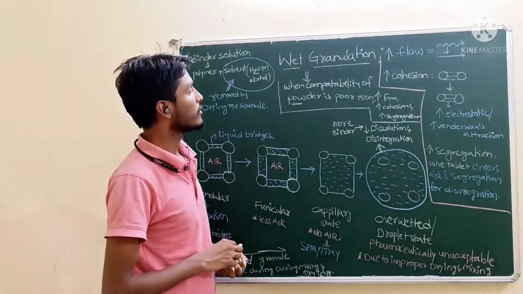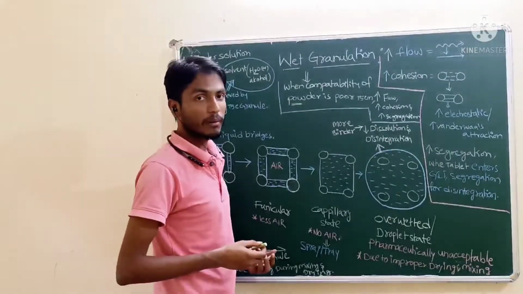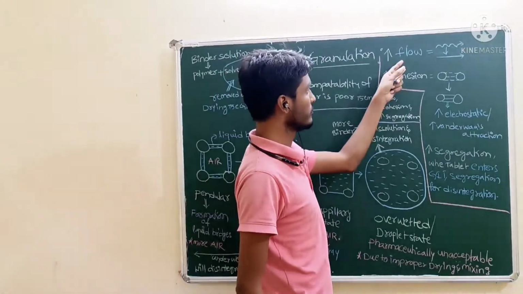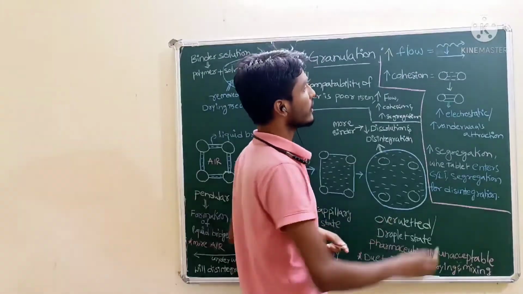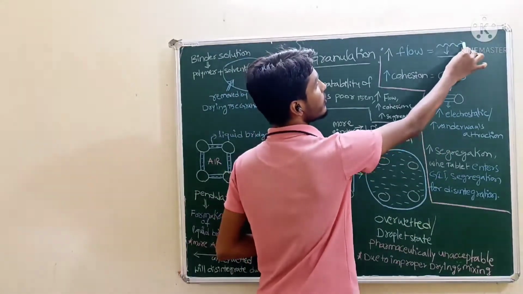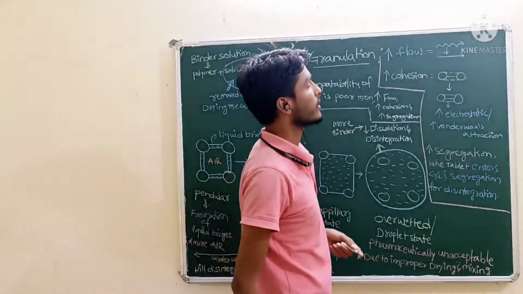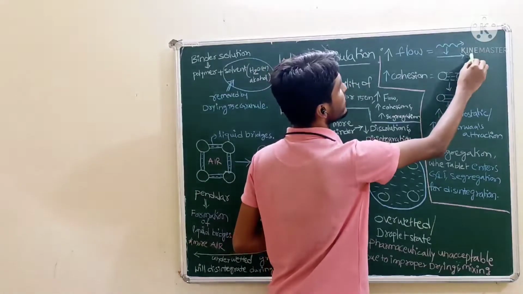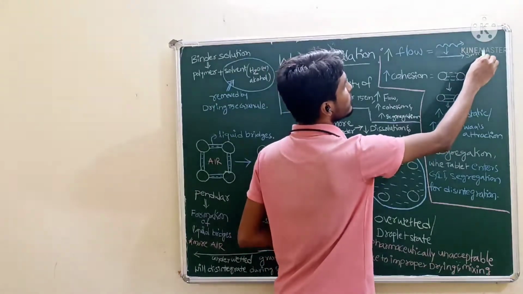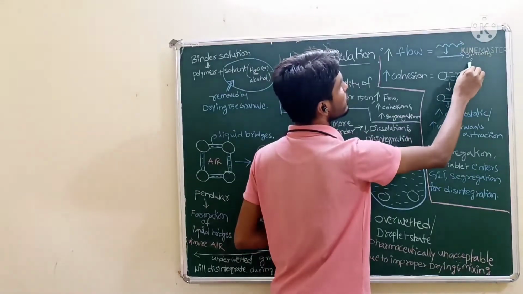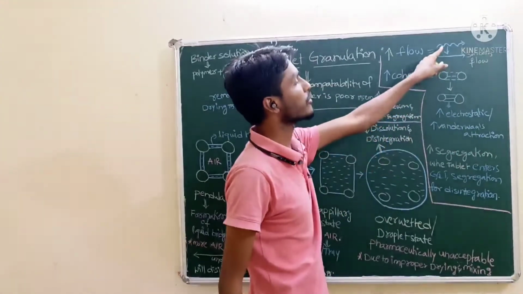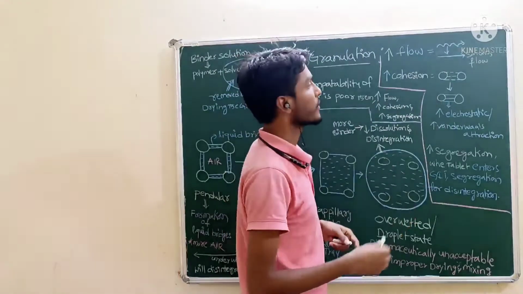In case of a powder having poor compatibility, what does flow mean? This is the irregular pattern of movement of a particle. Then I need to make it a smooth flow. I need to turn the irregular movement of particles into a smooth flow of particles.